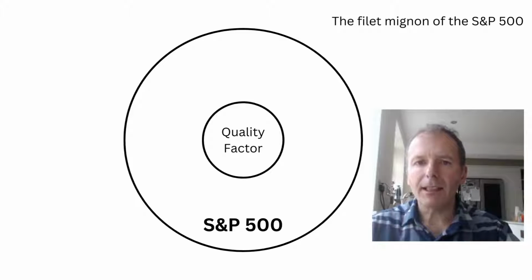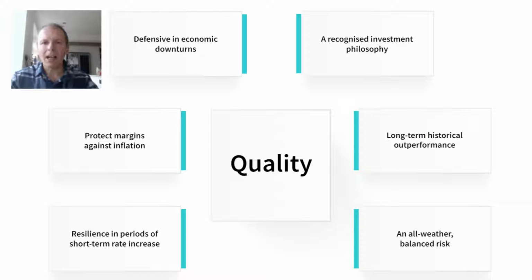The quality factor is just a subset of the underlying index, which is about 25% of the companies, about 30% of the market capitalization. And I call it the filet mignon of the index that it's looking at, in this case, the S&P 500. Here are some attributes that a quality factor can potentially bring to your portfolio to build in some resilience in the face of good price performance.